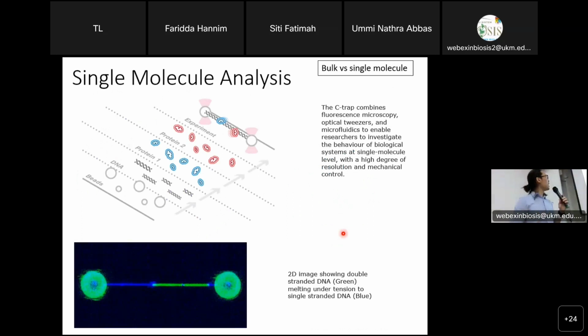Actually, I'm closing to an end. So these are the final few slides. I just want to shift gears to single molecule analysis. What I have been explaining in the previous few slides, and what we have done in the lab, is mostly a bulk assay.